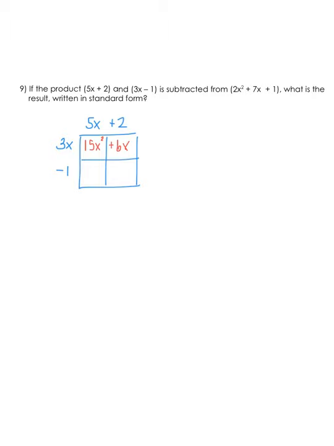Bottom left box is very similar. We have a negative 1 times a positive 5x. That's going to result in a negative 5x. Bottom right box, we have negative 1 times positive 2, and that result, a number times a number, is negative 2. Once we've completed our 4 multiplications, what we generally do is simplify to standard polynomial form where our like terms have been combined.